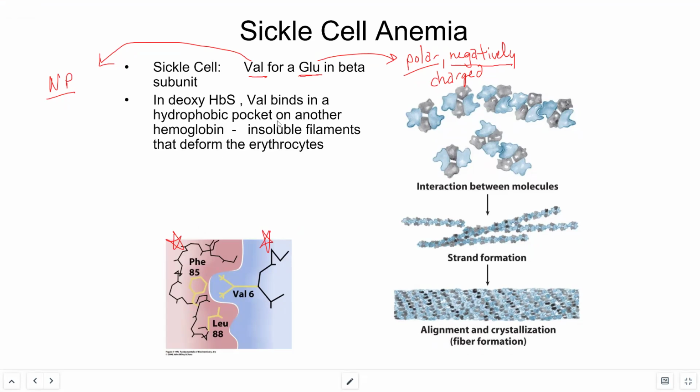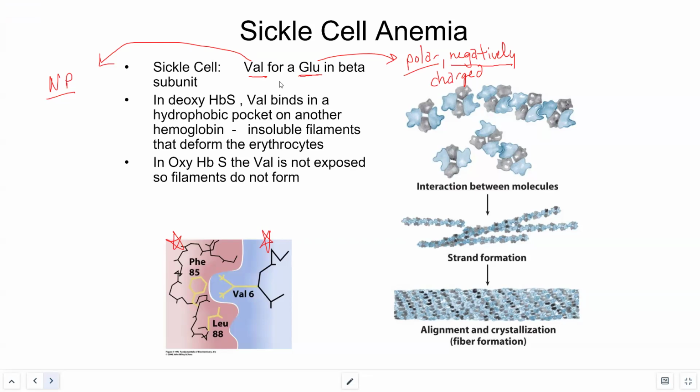And this is going to lead to the formation of insoluble filaments that deform erythrocytes to the point that they sickle. Now, in oxygenated hemoglobin S, the valine is not exposed, so filaments do not form. So the problem arises whenever you have this deoxygenated form of the protein. That deoxygenated form is at a disadvantage. If you think about deoxyhemoglobin from the get-go, it has a really low affinity for oxygen. It doesn't really want to bind oxygen.